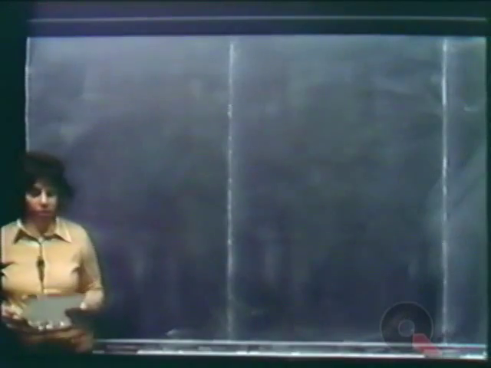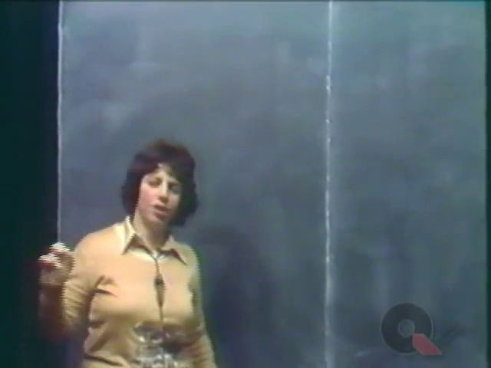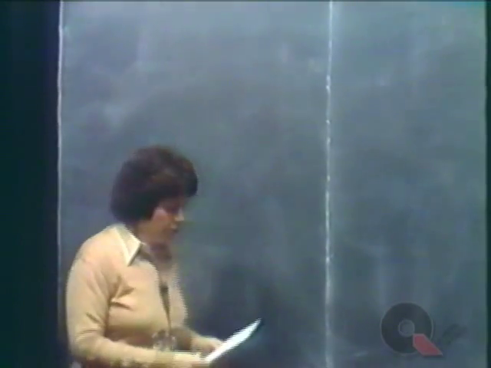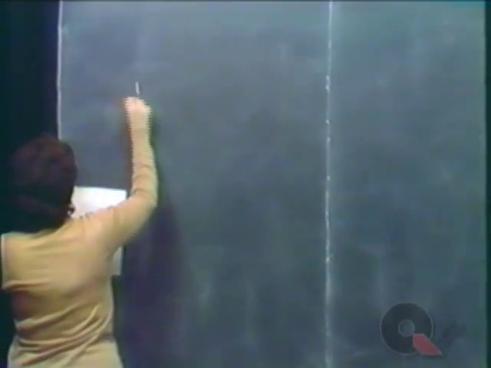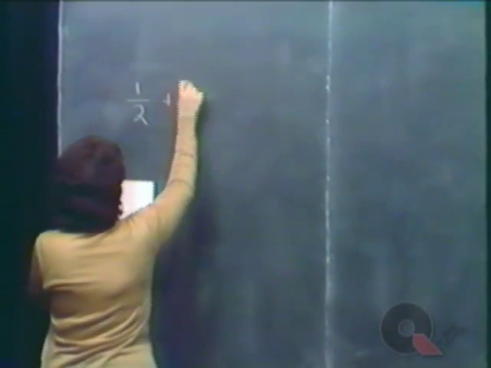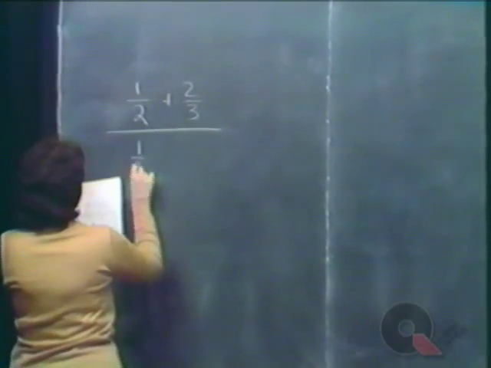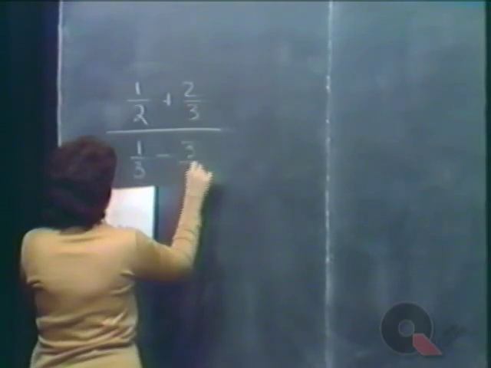In this videotape, we will learn how to simplify complex fractions. A complex fraction is a fraction which contains fractions within its numerator or its denominator. For example, 1/2 plus 2/3 divided by 1/3 minus 3/4.